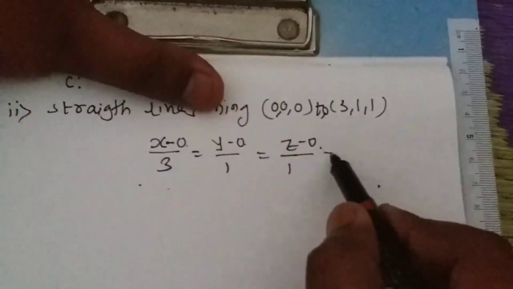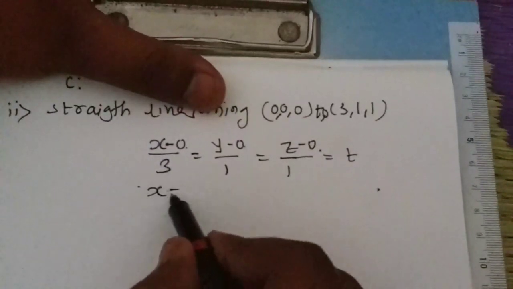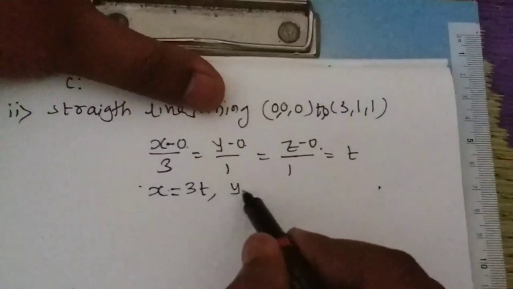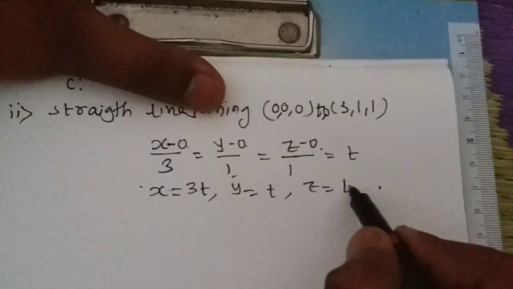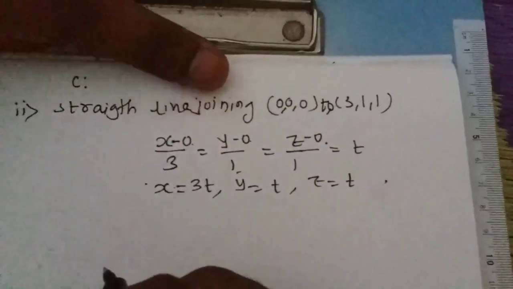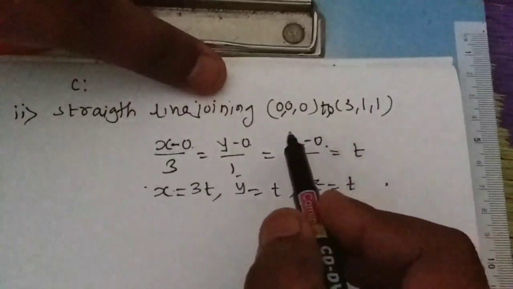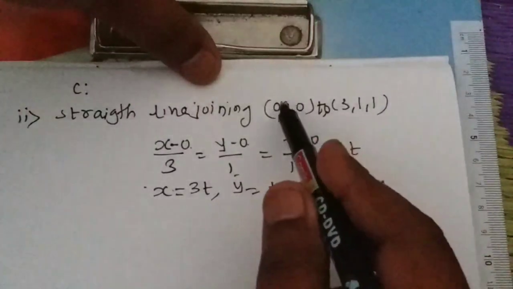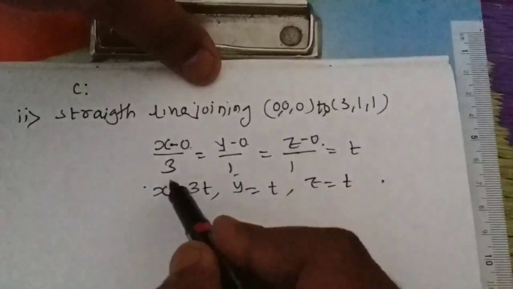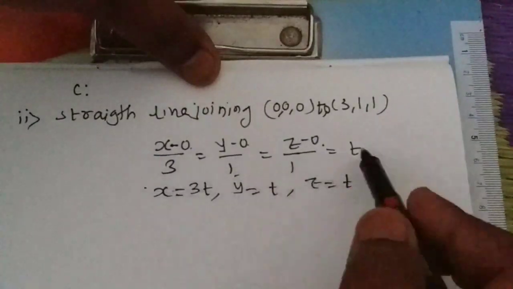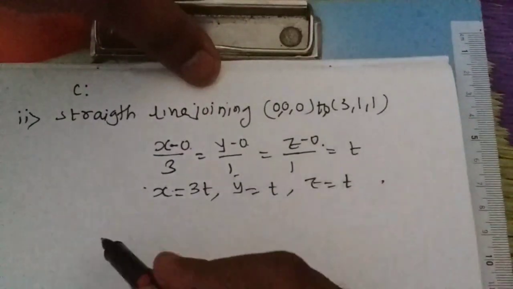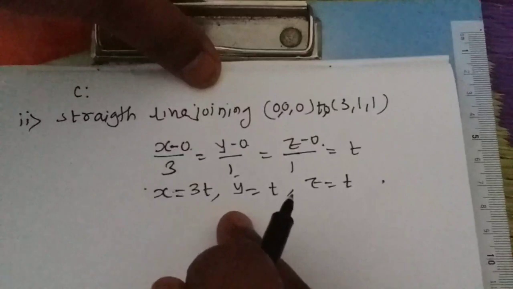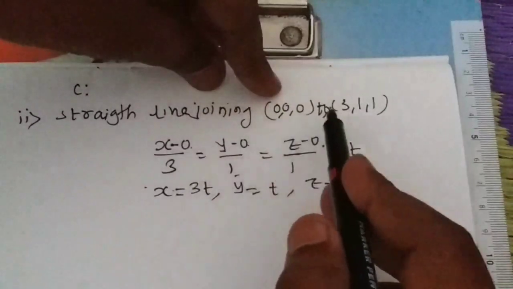Now if we equate this to parameter t, we'll get the parametric equations of that line. After cross multiplying, we get x equal to 3t, y equal to 1 into t, that is y equal to t, z equal to t. This is how you calculate the parametric equation of a straight line. First write the equation of the straight line: 0, 0, 0 is the point through which it is passing, and 3, 1, 1 are the direction ratios. Then equate those ratios to parameter t, and we get x, y, z in terms of the parameter.